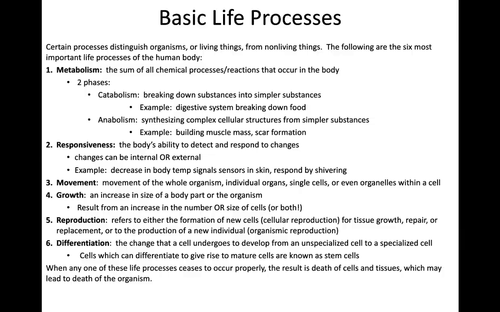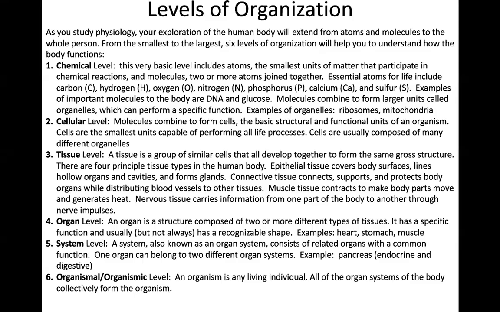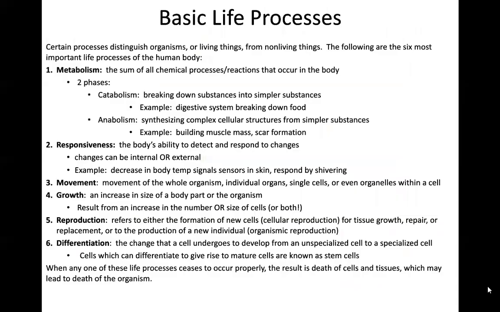Okay, if I go back a couple slides, I'm gonna just read one sentence, and then I'll go back to that slide. This under cells, it says cells are the smallest units capable of performing all life processes. That's what these things are. The basic life processes that distinguish organisms or living things from non-living things. We all as a whole can do these 6 things. So can every single one of our cells.